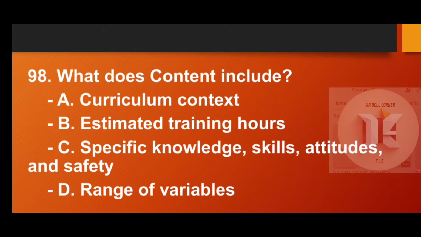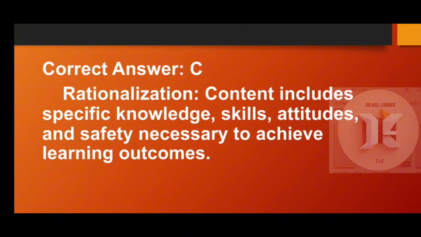98. What does content include? A. Curriculum context. B. Estimated training hours. C. Specific knowledge, skills, attitudes, and safety. D. Range of variables. Correct answer. C. Rationalization. Content includes specific knowledge, skills, attitudes, and safety necessary to achieve learning outcomes.